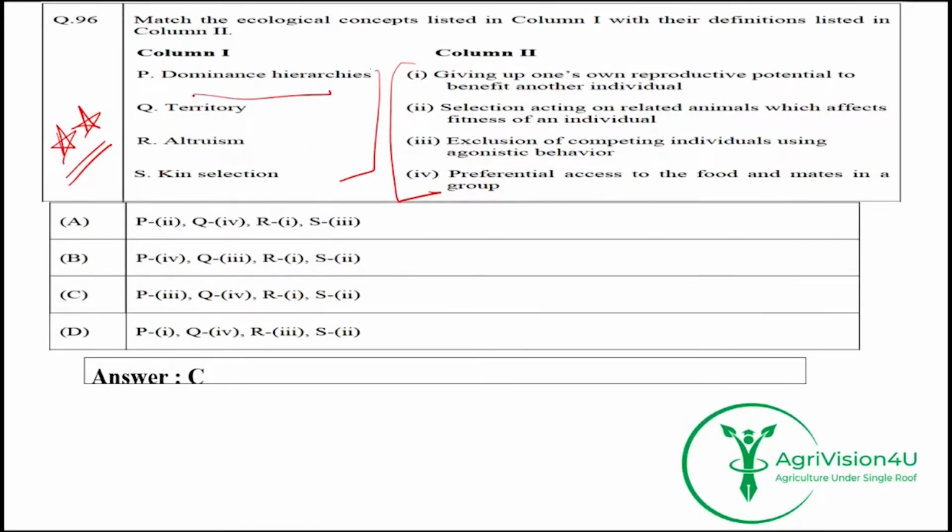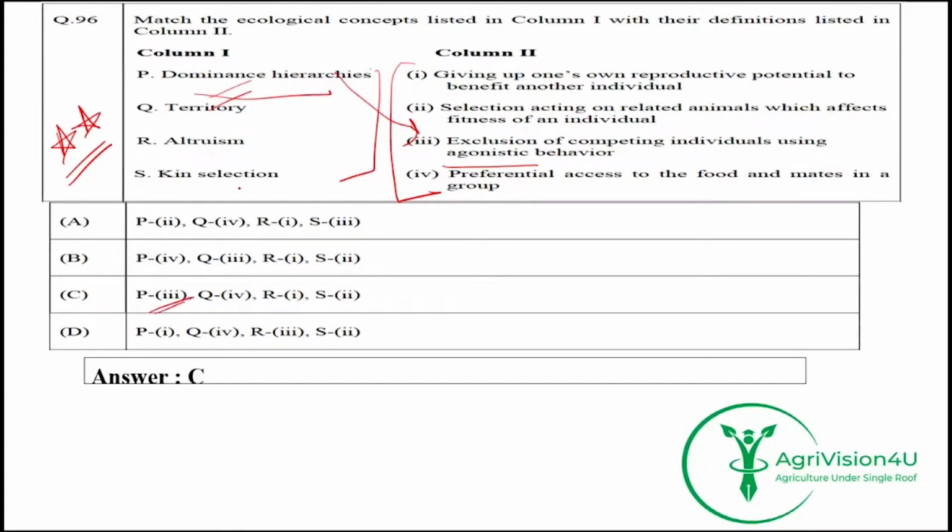So we have dominance hierarchies. Dominance hierarchy means if you're dominating something, that means you're competing, right? That means you are excluding others. So it would be exclusion of competing individuals using agonistic behavior. Agonistic means opposite behavior. You're not exhibiting the similar behavior, you're exhibiting the opposite behavior, and you're dominating the other species. So dominance hierarchies would go to third, exclusion. So let's check for it.